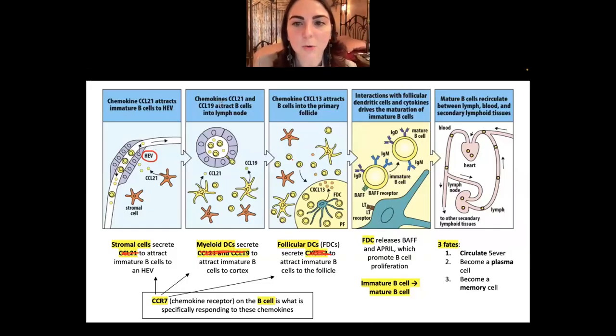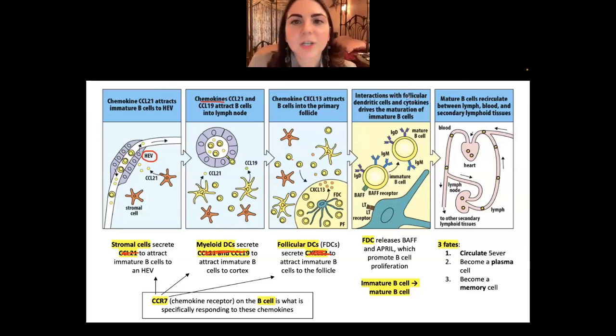But these chemokines are what's attracting the B cells to this lymph node. So this orange cell is a stromal cell. This yellow one is a myeloid dendritic cell. Over here's a follicular dendritic cell. So you see they're all located within this lymph node and they're all just trying to secrete cytokines to get B cells to come to it.